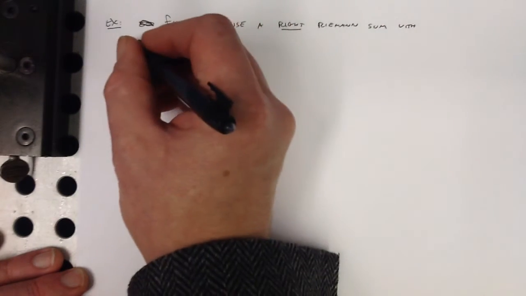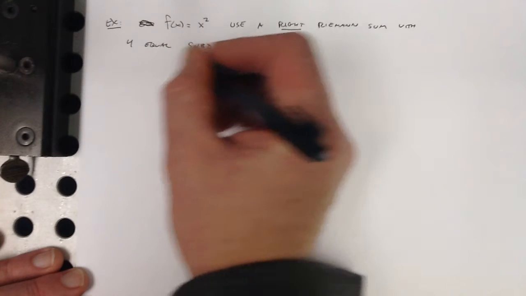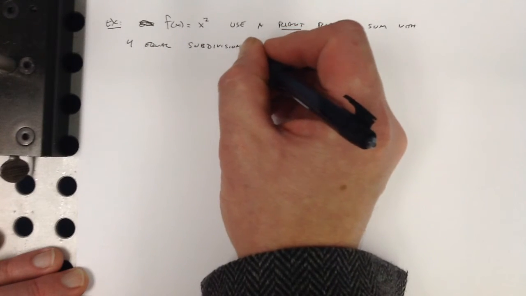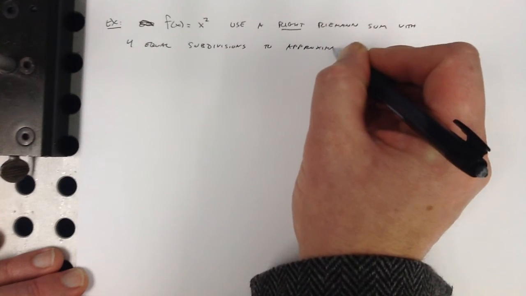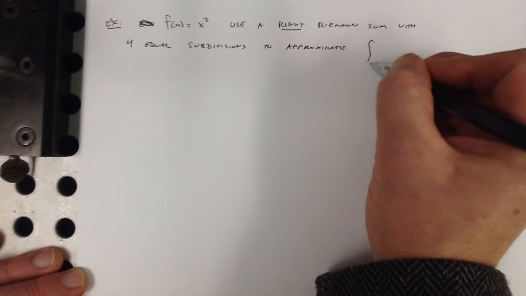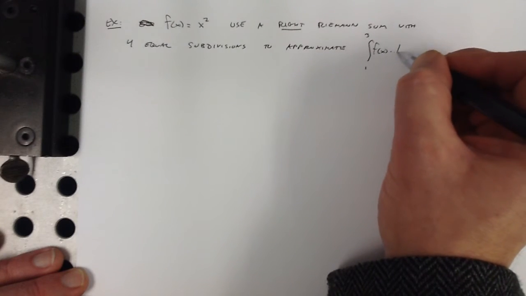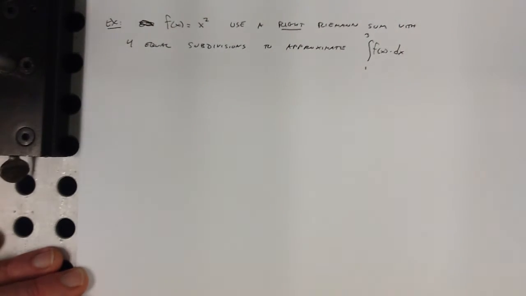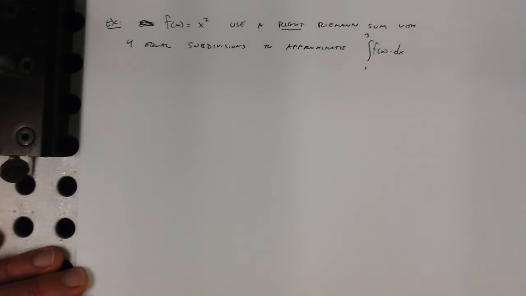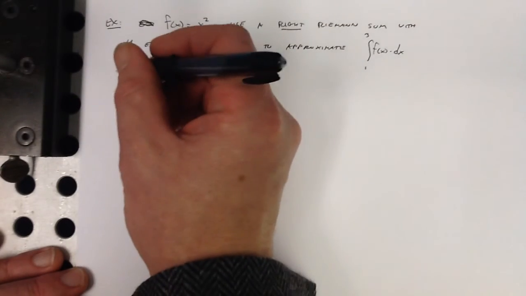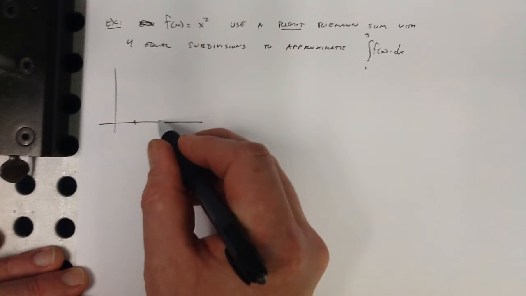With 4 equal subdivisions, so 4 rectangles, to approximate the area from 1 to 3 under f of x dx. You don't have to put that dx in there. I'm just putting that there to emphasize that this is that area of rectangles. To do this one, I'm going to make a sketch.